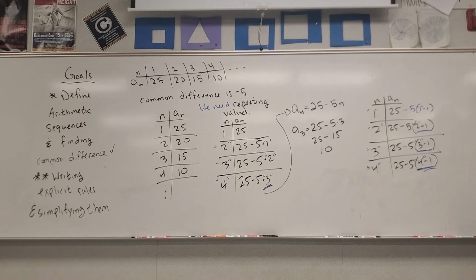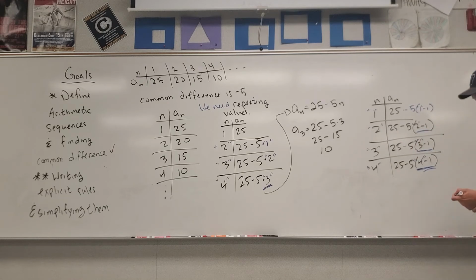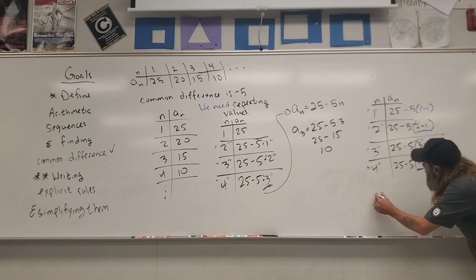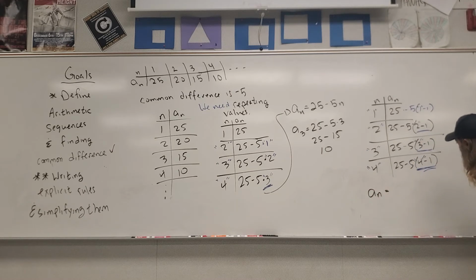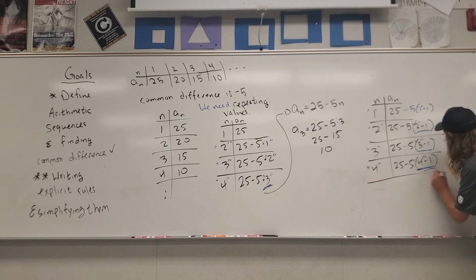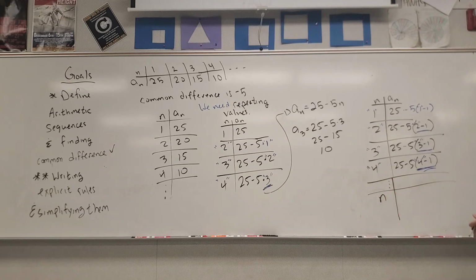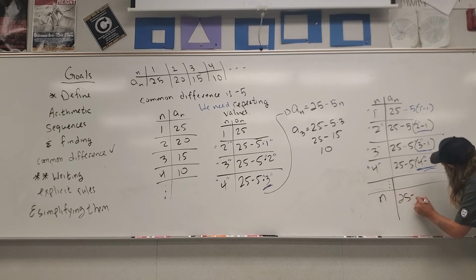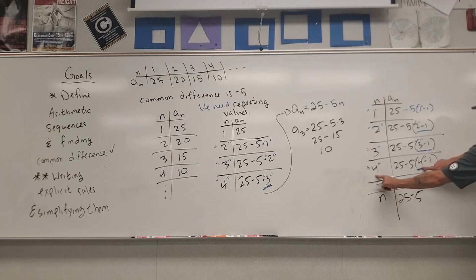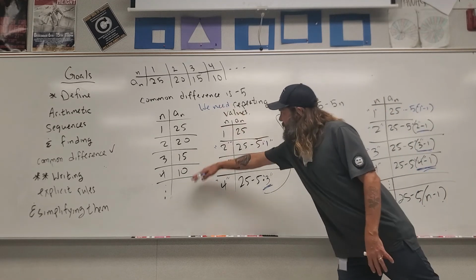All right, so the explicit rule for this is going to be a sub n equals, remember we replaced the repeating with the x, so let me write that. Or an n. So this pattern repeats to the nth term. So I'm not being consistent with this, but that's okay. So it'll be 25 minus 5. I replace my repeating numbers with an n, so this becomes n minus 1. Okay, so this should generate this table.